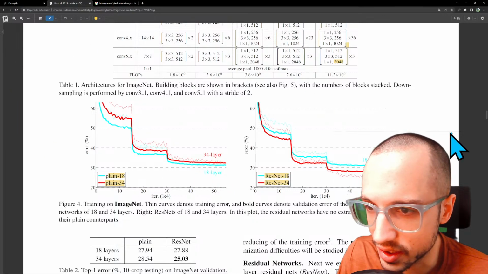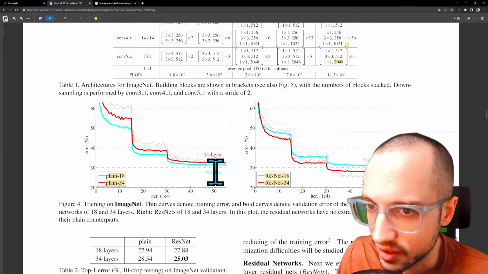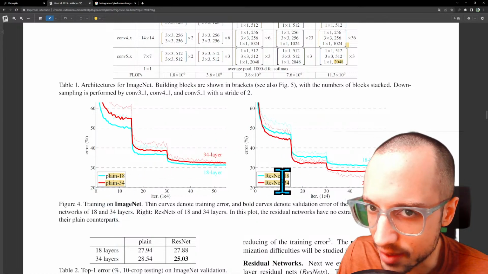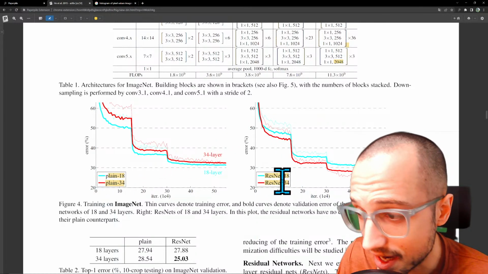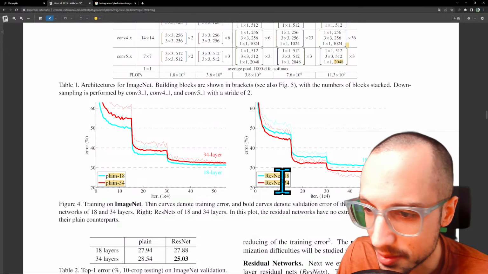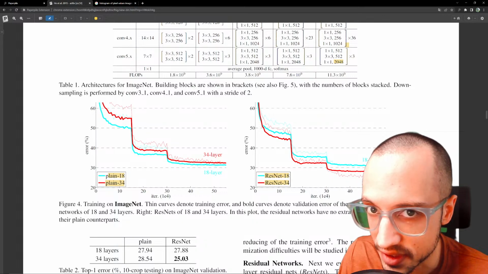So this is really the proof right here. Because these are so similar, right? This network and this network, they're basically identical. They're trained on the same thing for the same amount of time, same epochs. Everything's exactly the same except for the skip connections, and you can see how much of a difference they make.